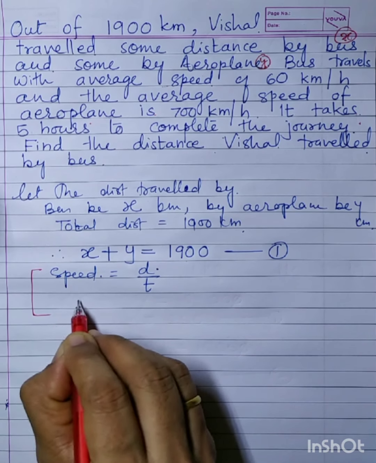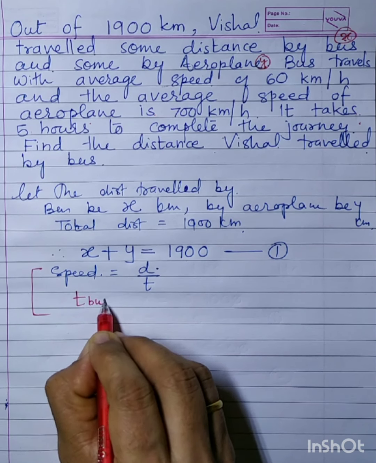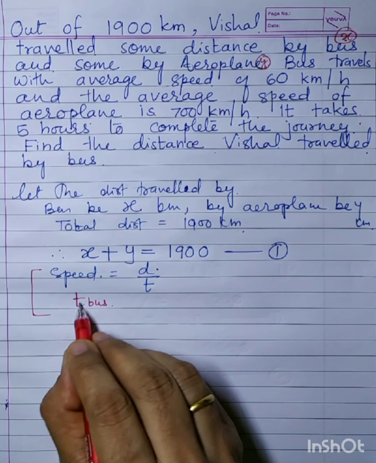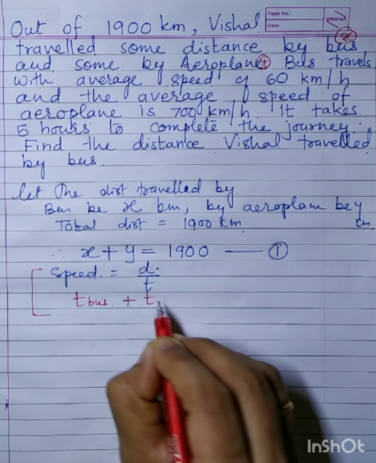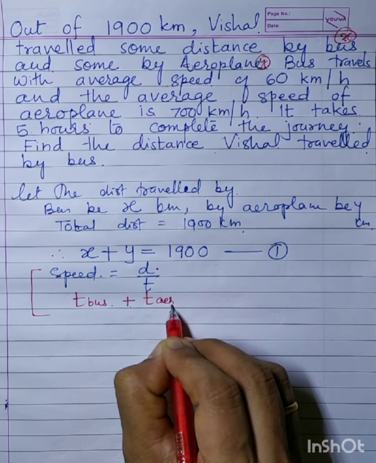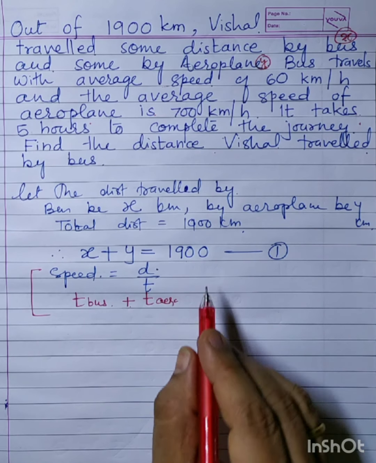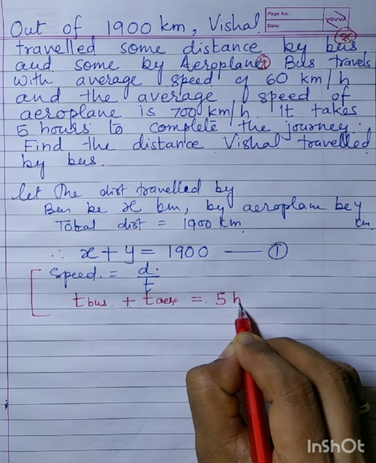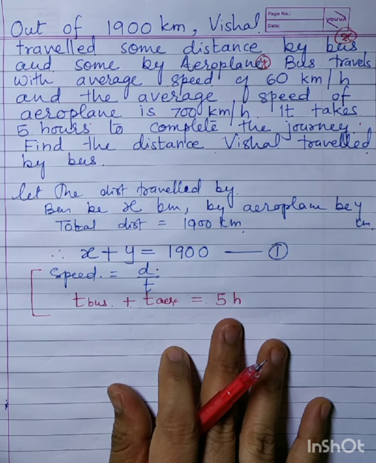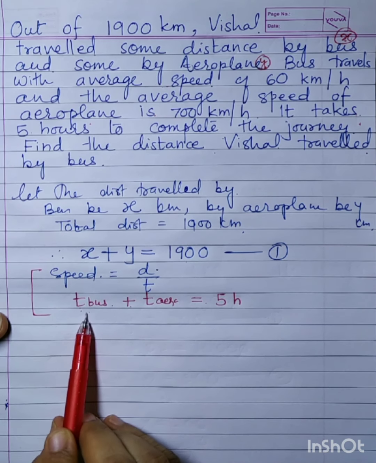We are talking about 5 hours. This 5 hours time is coming how much? The time taken by traveling by bus plus the time taken when the traveling was done by aeroplane, and this is coming 5 hours. Is this part clear to you? So you need to find the time taken by traveling by bus.